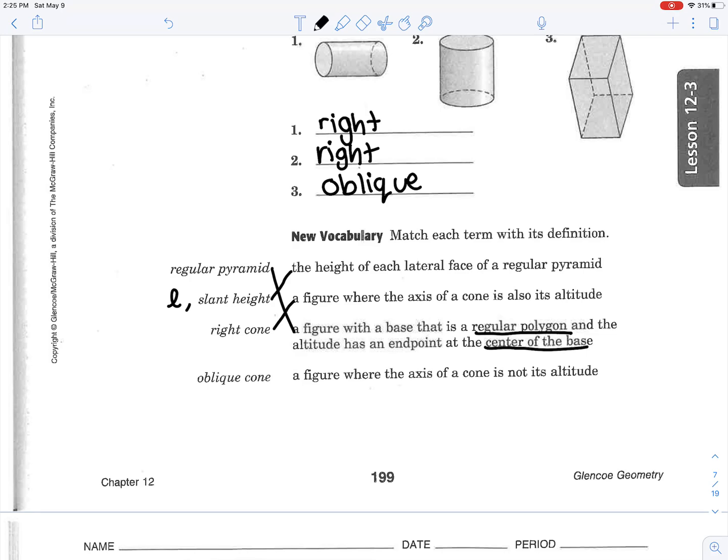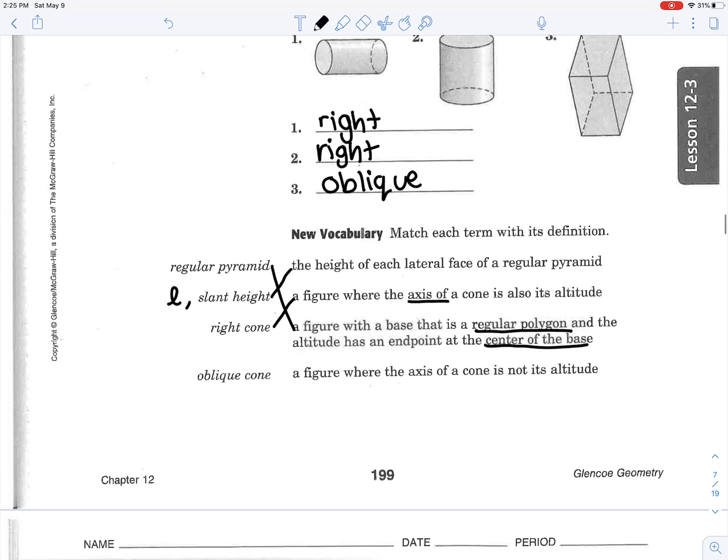A right cone is a figure where the axis of the cone is also the altitude, meaning it's standing straight up. If you were to draw the altitude of a right cone, it would also be the axis. We know that the axis goes from the center to the vertex of the cone, and now this one would form a right angle.